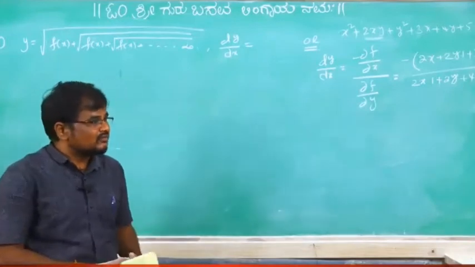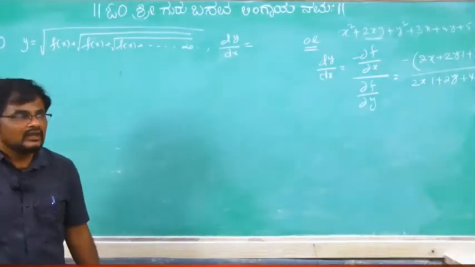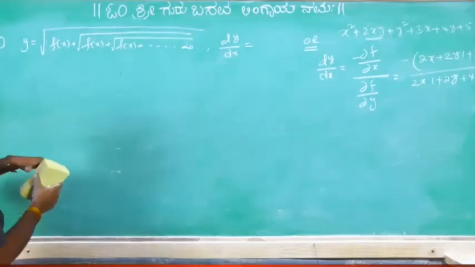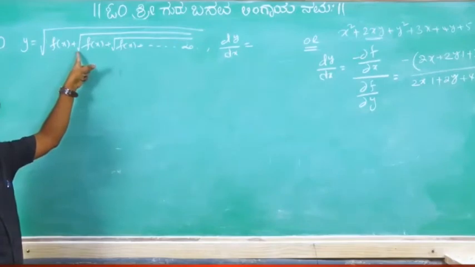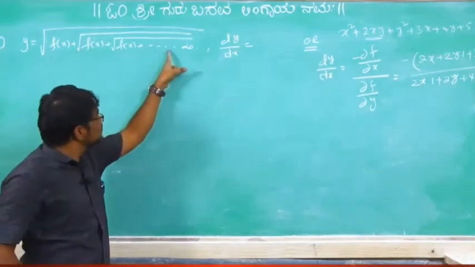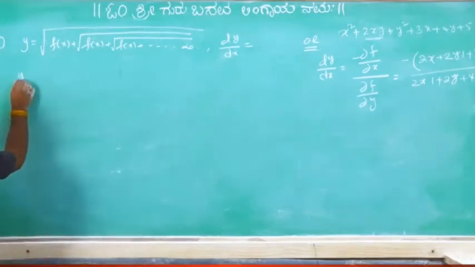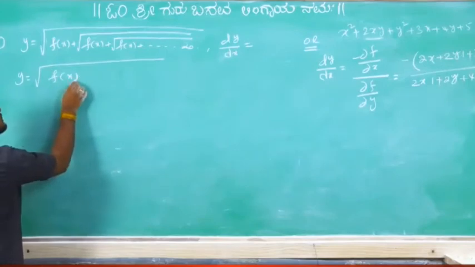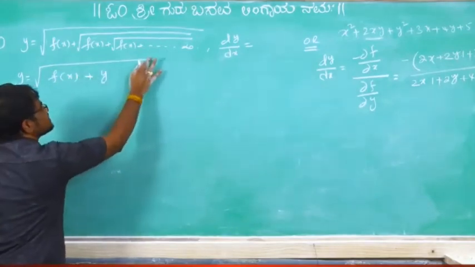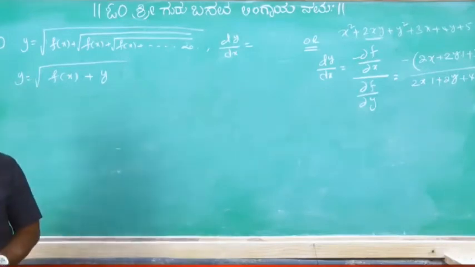So that's why we have to identify the first time from where it is repeating. So y means this only, but again it is repeating from here also. It approaches infinity. So that's why we will take y equal to root of f of x plus y. Once again listen: from where it is repeating, there we will take it as y only.